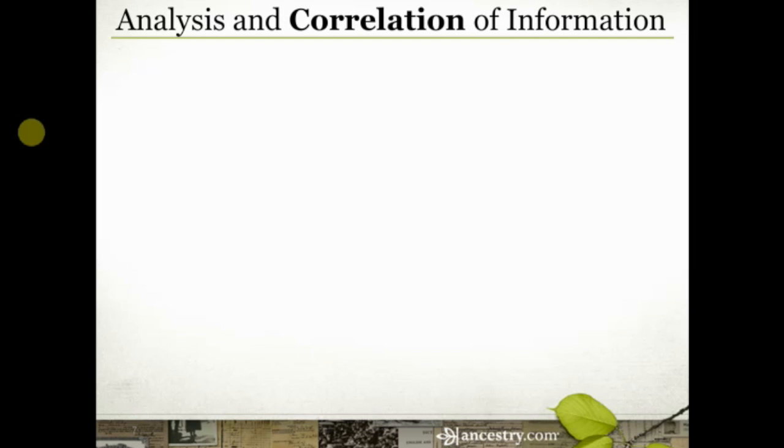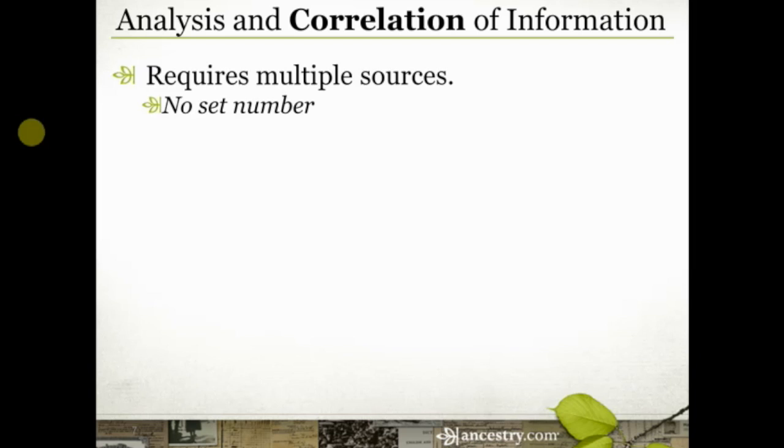Now let's talk about correlation. We've only got a few minutes left, and this is a little bit more complicated of a process for newbies to wrap their heads around, but I want to give you this introduction and get your brain starting to work on it, and then like I said, I'll give you some resources where you can go to learn more. First of all, correlation, by its very definition, requires multiple sources. You cannot correlate a record with itself, okay? So what you're doing is you are correlating multiple sources of information.